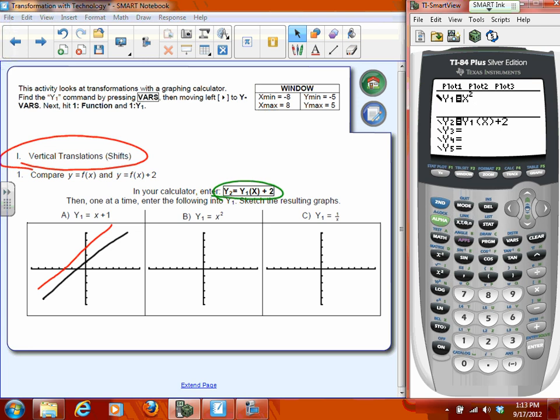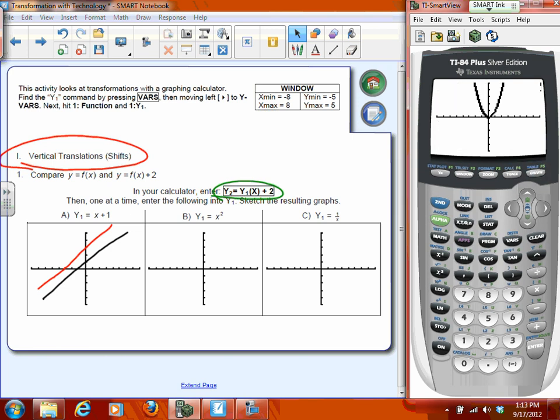Of course, at this point, everybody should already know what x squared looks like, right? What does an x squared look like? A U shape. It's our parabola. So we should see a U shape. As a matter of fact, you should see two U shapes. We got one in Y1, and we got one in Y2. So let's take a look at the graph.